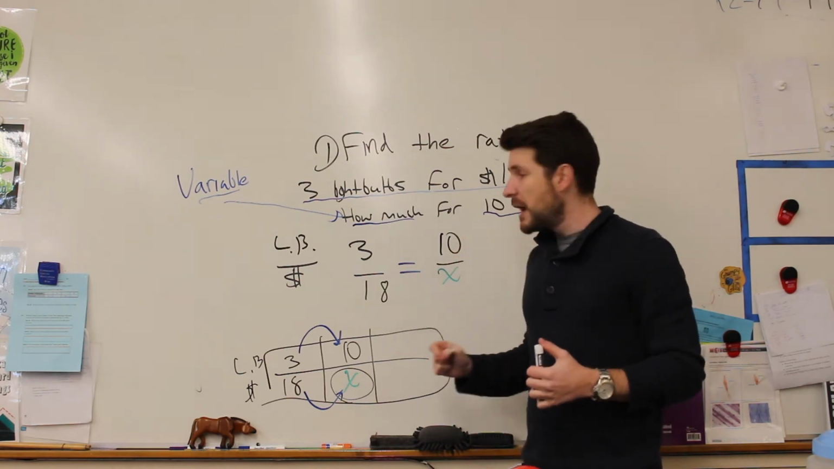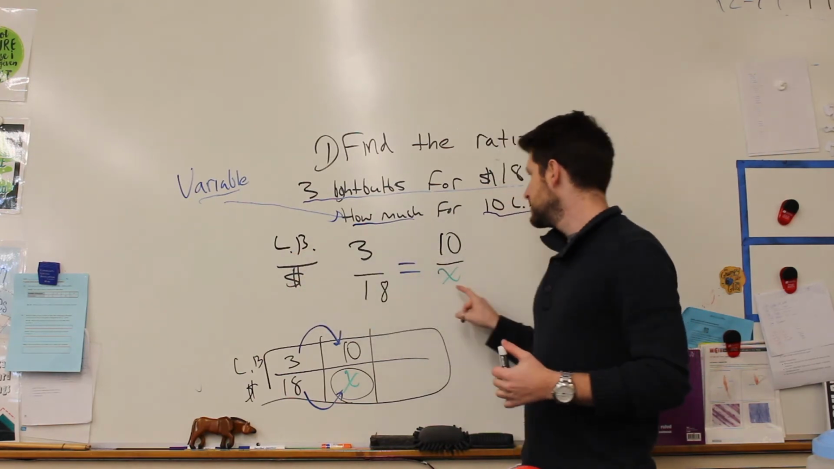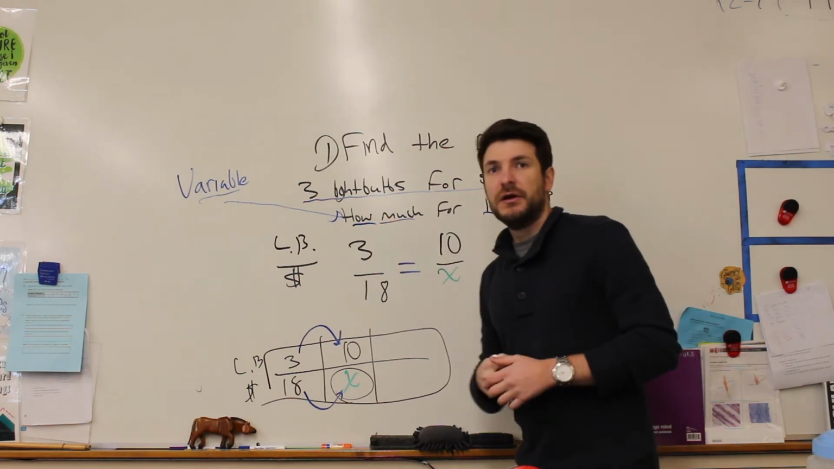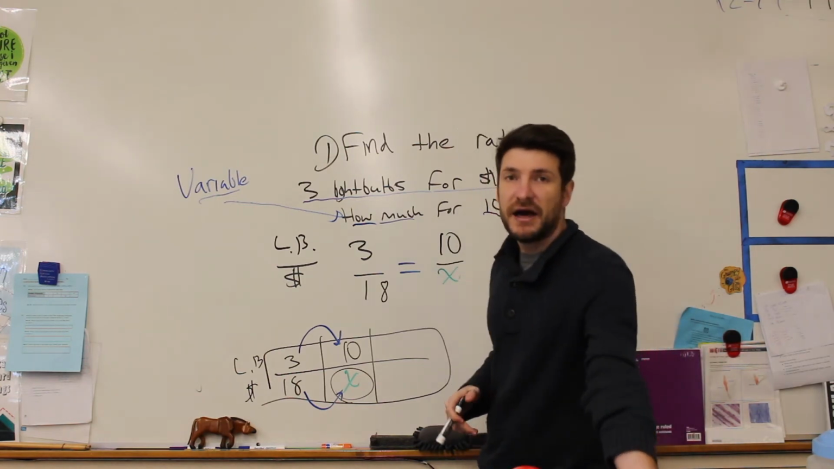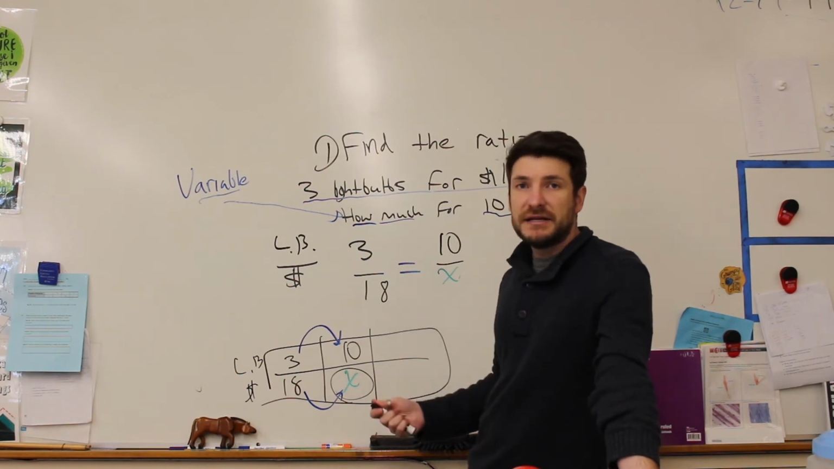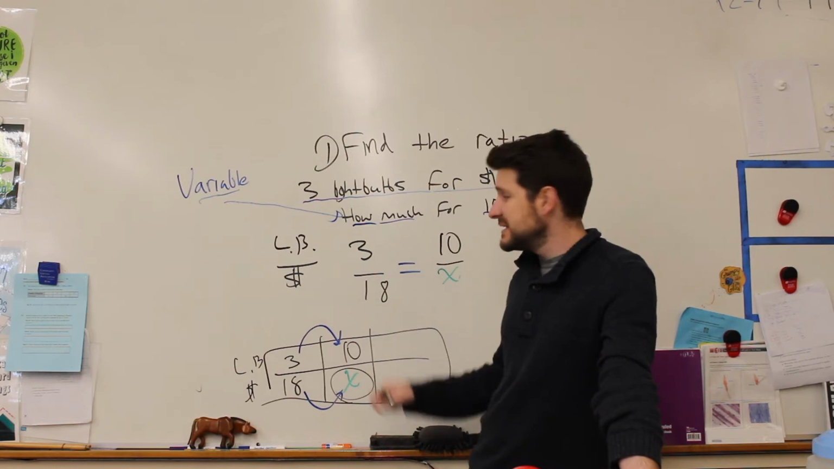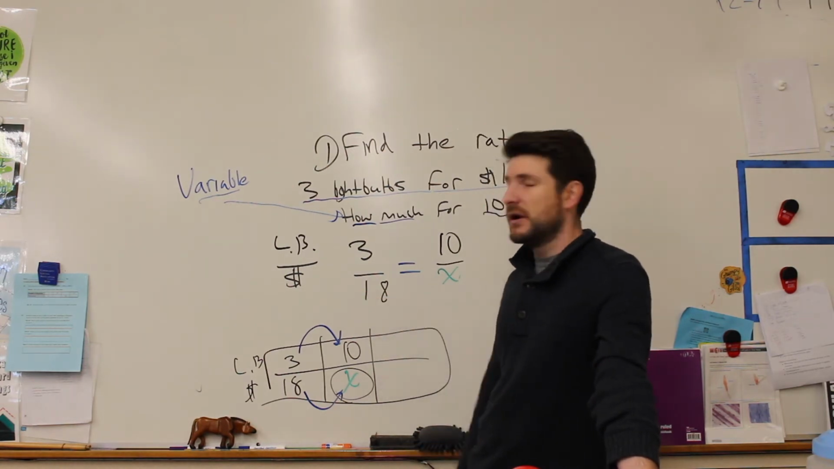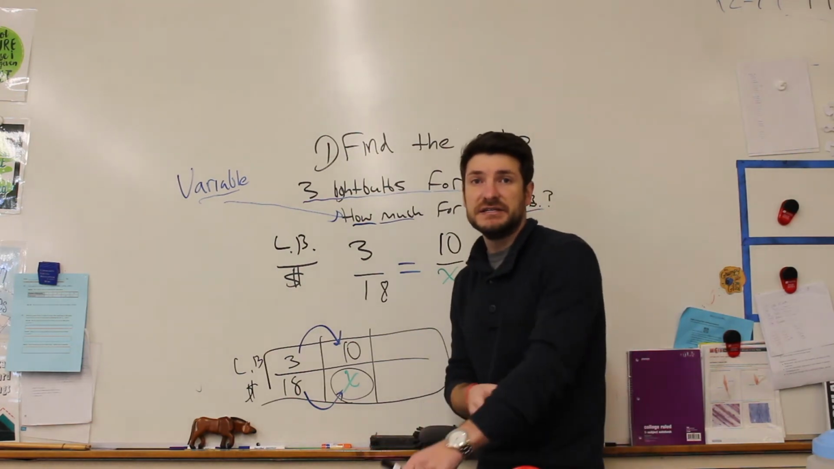Now, order matters. Light bulbs are on top, so I put light bulbs on top. Money's on bottom. It said how much, so that means I'm looking for an amount of money, so that goes on the bottom. This setup is crucial. If you have a question about how to set something up, you can always come back and say, I would need more practice. Googling proportion problems and practicing this setup is the most helpful thing that you can do. Practicing getting the setup right will take you all the way to the end of the lesson. You'll be fantastic, I guarantee it.